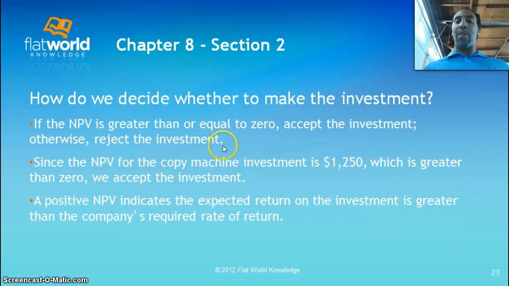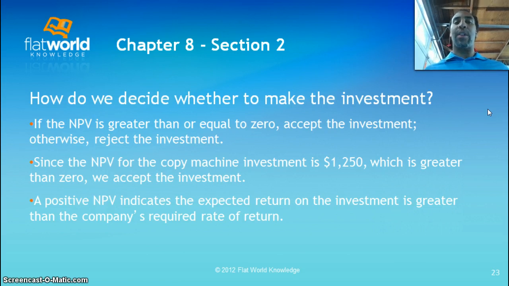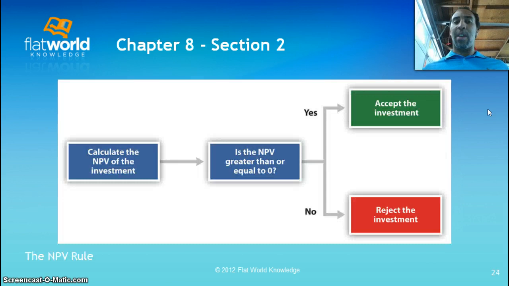So it says, how do we decide whether to make the investment or not? If the net present value is greater than or equal to zero, accept the investment. Otherwise, reject it, because basically what it's saying is that it satisfied how much money we would like in return. And so since it's 1,250, we're definitely going to accept it. Since the net present value for the copy machine investment is 1,250, which is greater than zero, we accept the investment. A positive net present value indicates the expected rate of return on the investment is greater than the company's required rate of return. So things are okay, approve the deal.